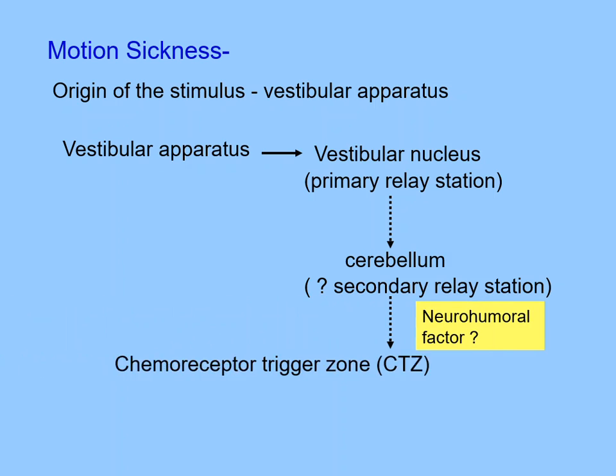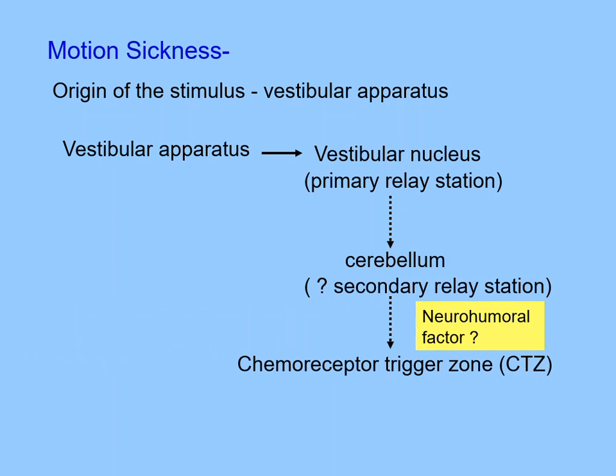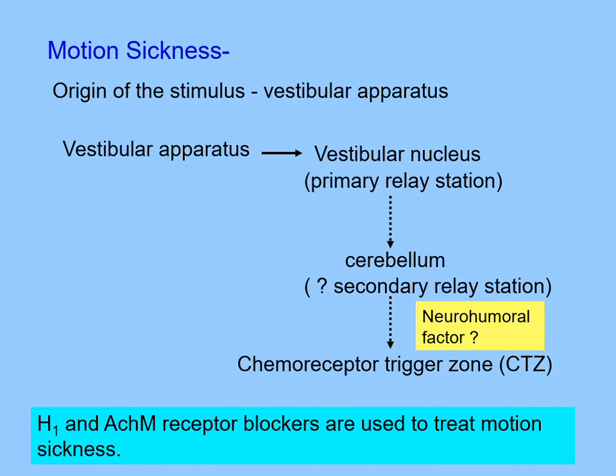Then it sends impulses to the chemoreceptor trigger zone again. The chemoreceptor trigger zone sends impulses to the vomiting center. Then it leads to vomiting. H1 and muscarinic acetylcholine receptor blockers are used to treat motion sickness.